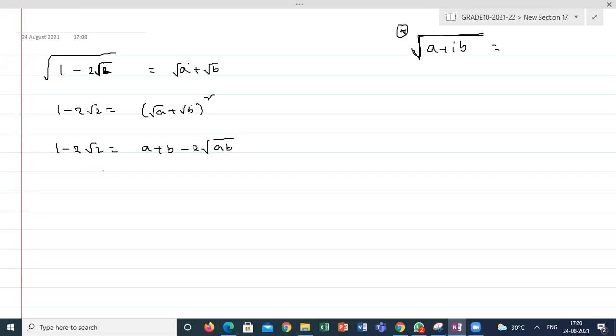So if I am comparing two numbers, this is the rational part, this is the irrational part. So I'm comparing this rational part and irrational part. My a plus b is equal to plus 1. My 2 root ab will be equal to minus 2 root 2. If I'm cancelling 2, I'm getting root of ab is equal to minus root 2. That is, if I'm taking square on both sides, my ab is coming as how much?